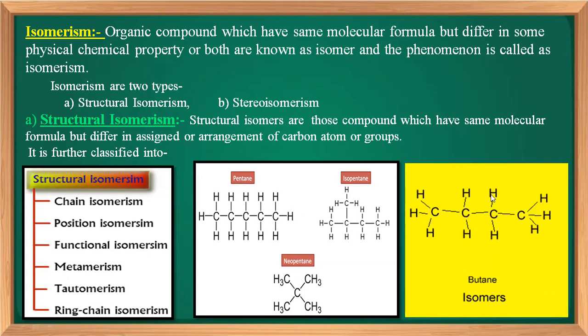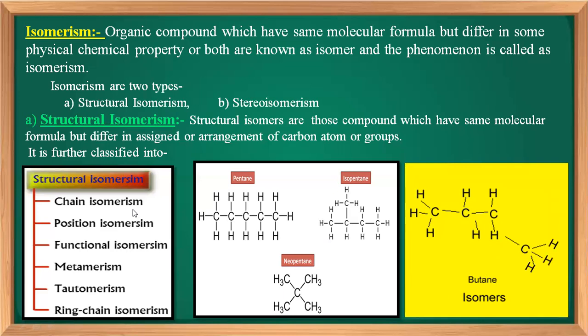There is a picture. You just notice that this is butane: one, two, three, four. When one methyl group is attached to this carbon atom and the hydrogen present here goes to these sides, it forms isobutane. So butane and isobutane are isomers of each other.